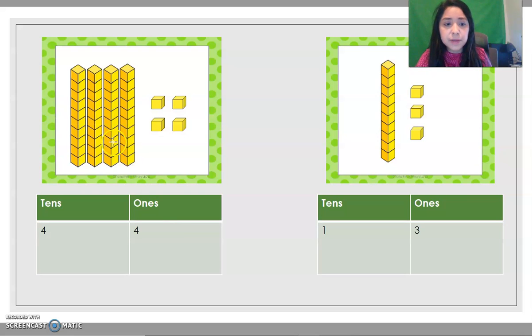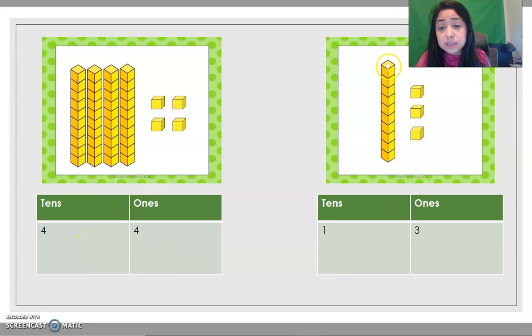Okay, so we see right here, we made the number 44. I see 4 long poles, so I would put it in the tens place because these are tens. 10, 20, 30, 40. 4 tens. I see 4 long poles, 4 groups of 10. Then I look and I see 1, 2, 3, 4 ones. So I'm going to put the ones right here, and I made the number 44.